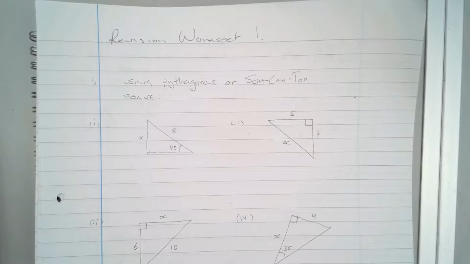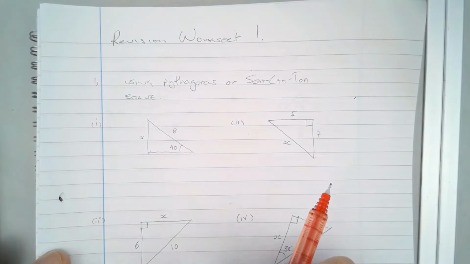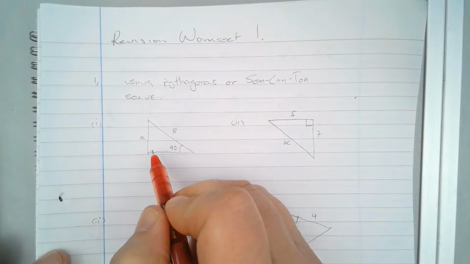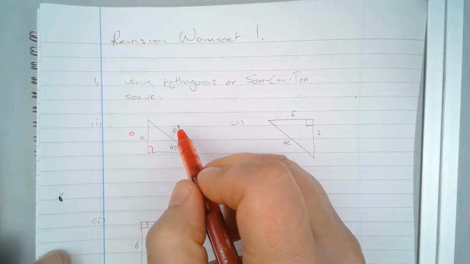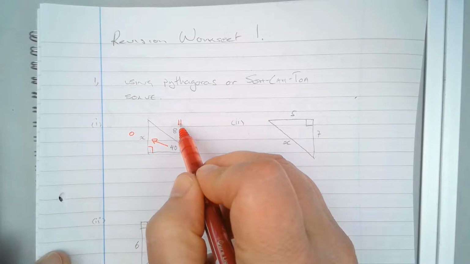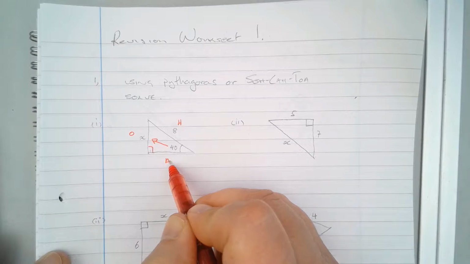Okay, what I'm going to do is the answers for revision worksheet 1, and so we've got Pythagoras and SOHCAHTOA. This is SOHCAHTOA because it's got an angle. So first thing to do is to label the sides. You've got O, it's opposite the angle, you can see that. Hypotenuse is the easy one, always the big side opposite the right angle, and that must be the adjacent.